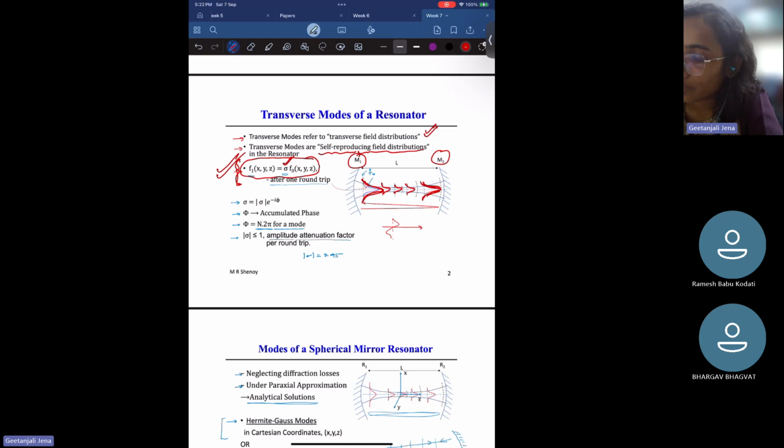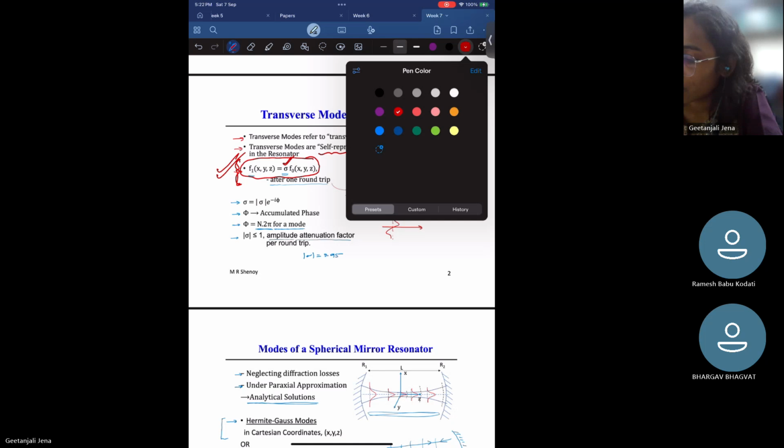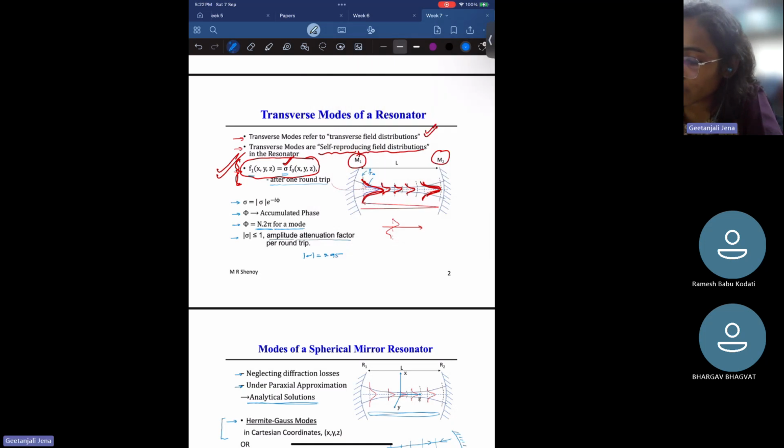Now, if you see after one round trip, the field distribution is given by this blue curve. This is F1. This is also, you can see, similar to the field distribution of F0. Only a change in the amplitude and the bandwidth is occurring. So if it is satisfying this condition, we can tell these are transverse modes of the resonator.